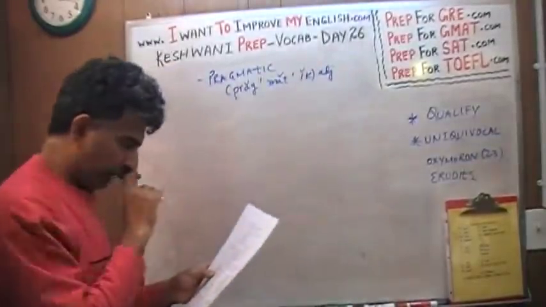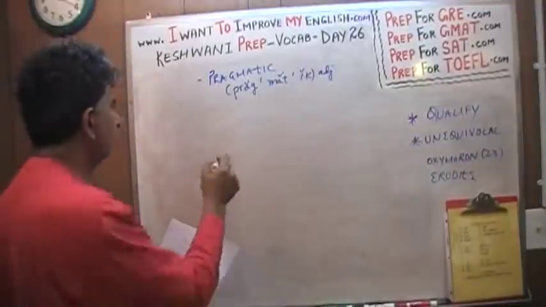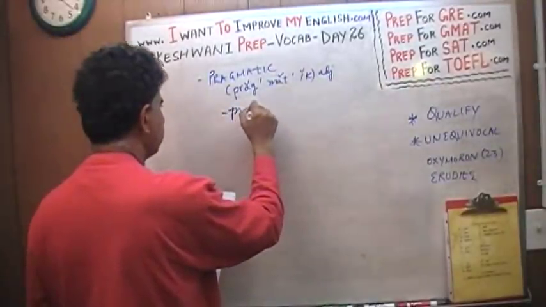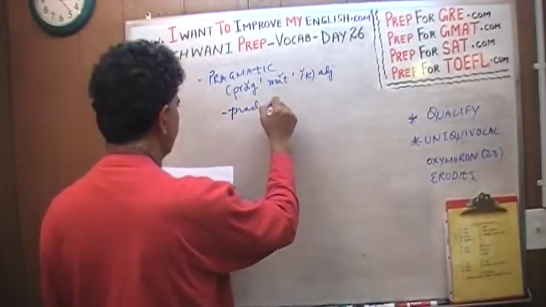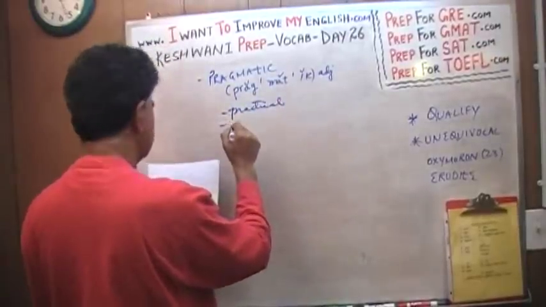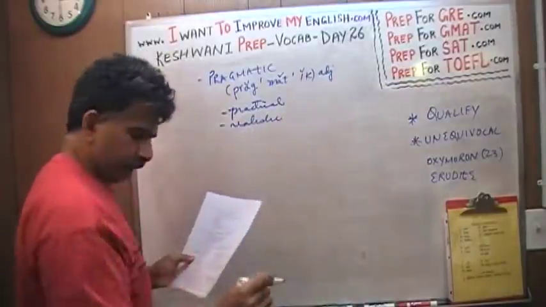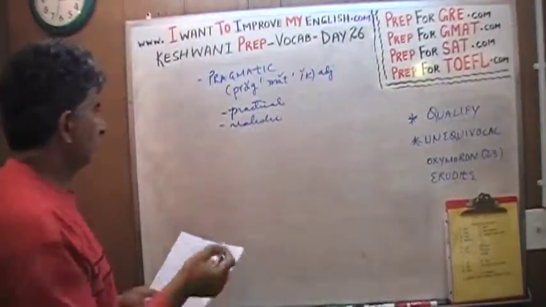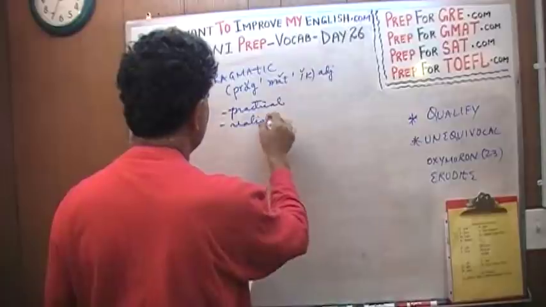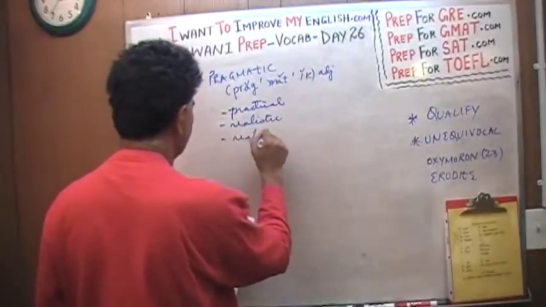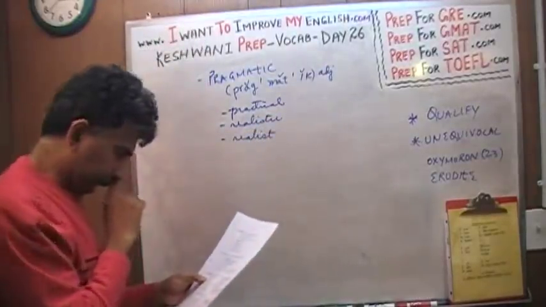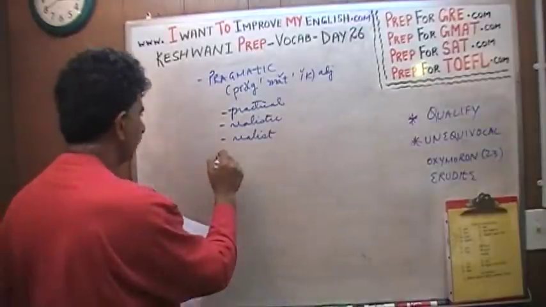What does it mean to be pragmatic? Pragmatic simply means to be practical, to be realist, or to be realistic, or realist if you like, to be functional.